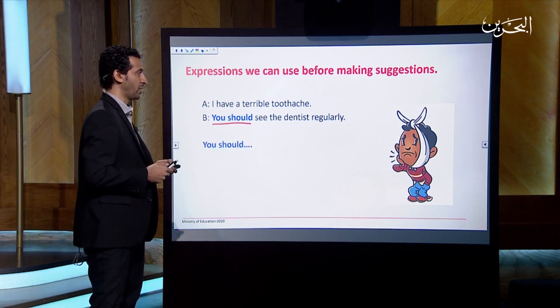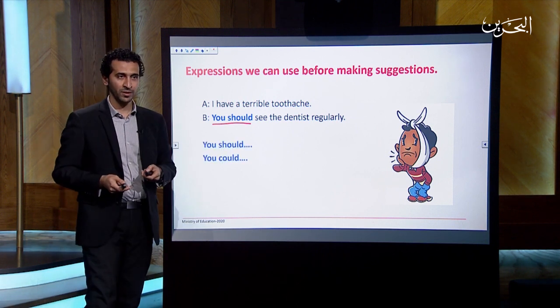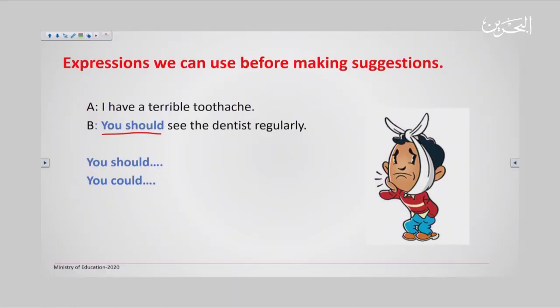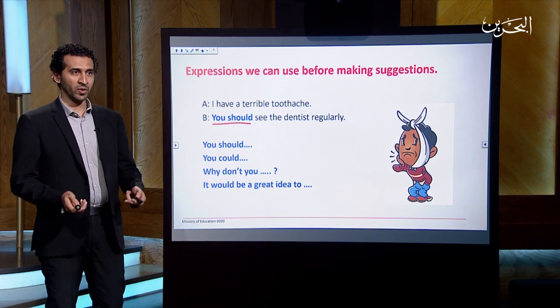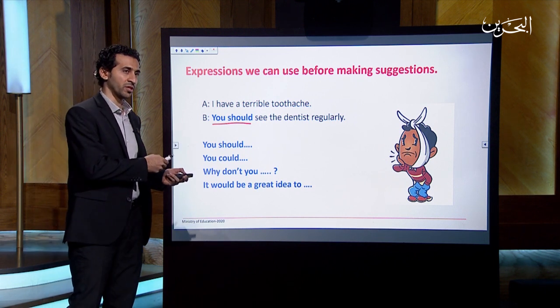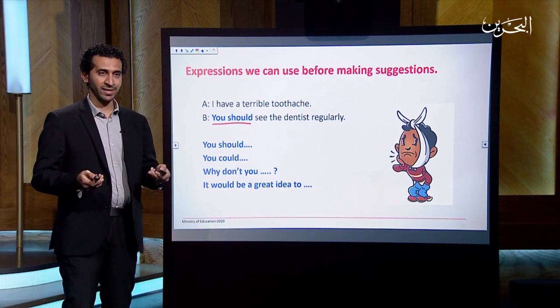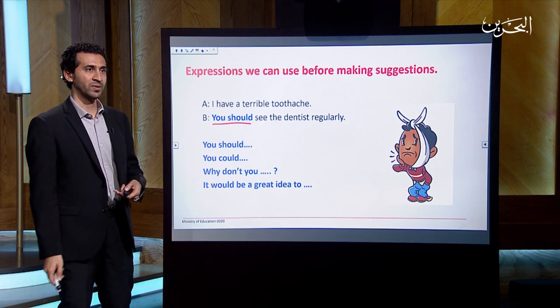Yeah, so here we go. We can say, you should, you can say, you could, or why don't you? And by the way, if you use why don't you, you need to write a question mark at the end of the sentence. And you can say also, it would be a great idea to. So before we move on, remember to use these expressions before you give or make any suggestion. Now let's move on.